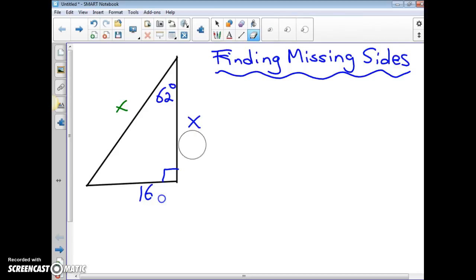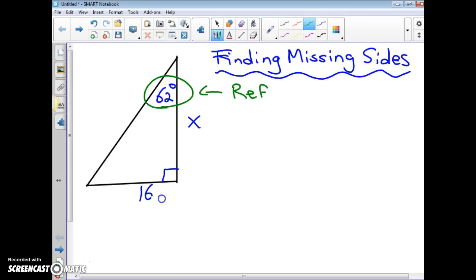Whenever I'm caught in a situation like that, I want to look at geometric mean. I don't think that's going to work either. So I think trig may be a pretty good option. So, since they gave me this angle, I'm going to use it for a reference. Now, of course, this time I can go 180 minus 62 minus 90 and get this third angle, but why? They didn't ask me to do that. So I'm just going to use what they gave me.